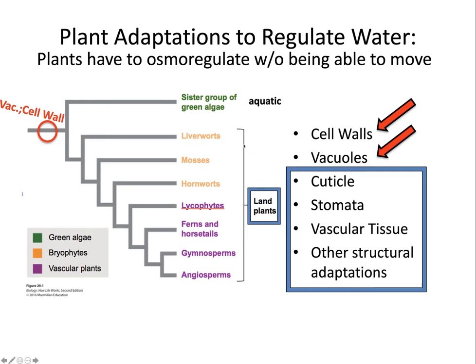And if you're not sure what I mean when I say land plants, once again, that is reviewed in the previous set of lectures. But we're talking about the green algae, the bryophytes, and the vascular plants. So the ferns, the gymnosperms, and the angiosperms.